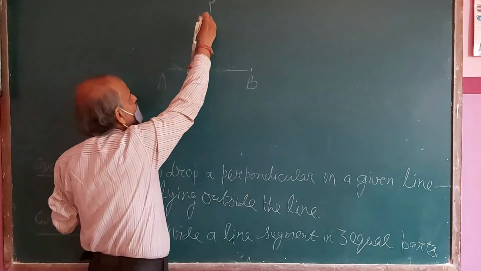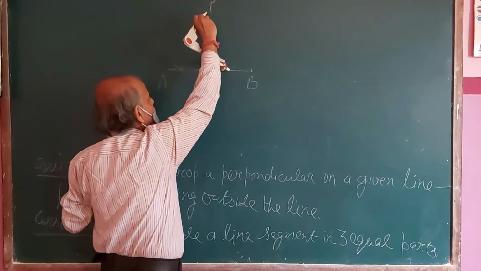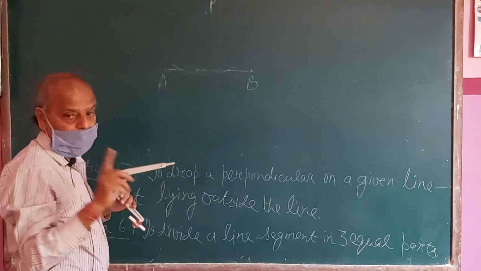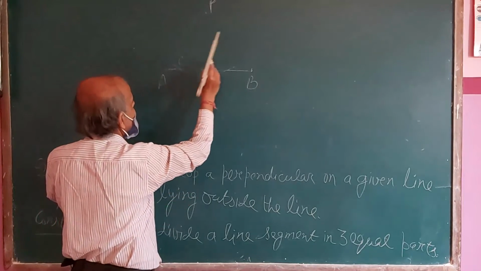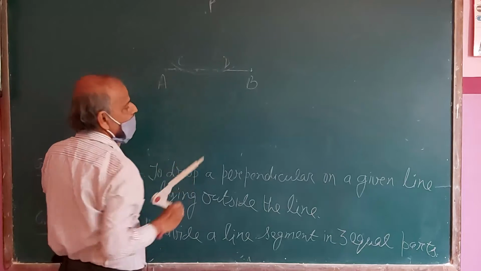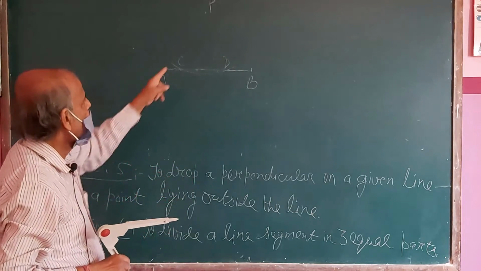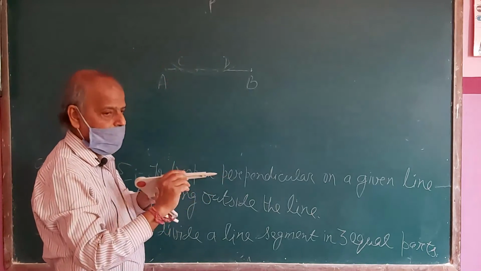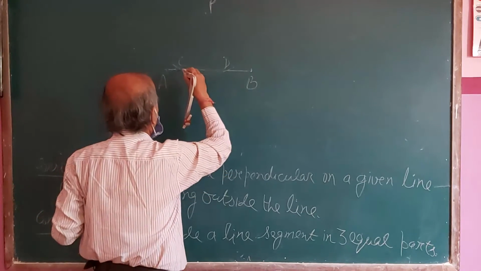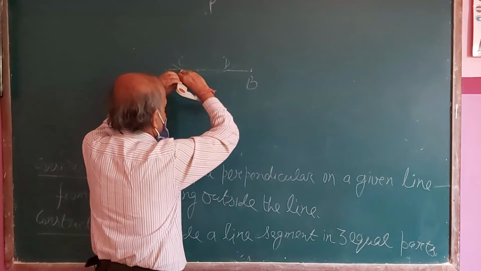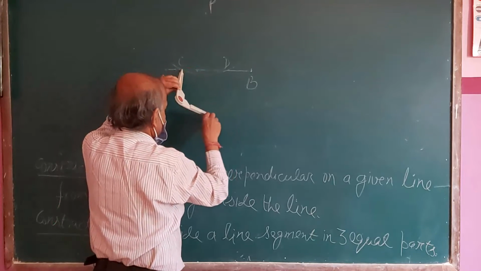Okay, can you see it? This arc is cutting the line segment AB at 2 points. You call them C and D. Now, you again take your steel end at C and draw an arc in the downward direction.